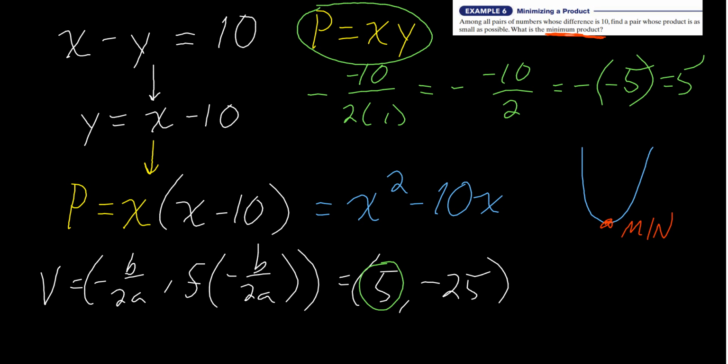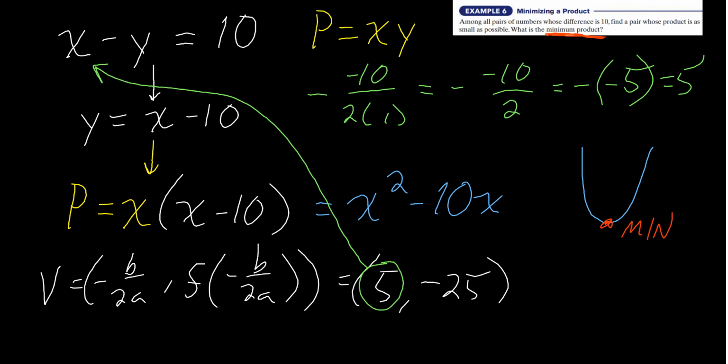That's my x value, and if you remember, I use the equation p is equal to xy, okay? But we need to figure out what y is. How do we figure out what y is? We plug this x back into my original difference there. 5 minus what is equal to 10? Well, it would be 5 minus a negative 5, right? Minus negative 5 is going to be a positive 5, so 5 plus 5 is 10. So the pair of numbers whose difference is 10 is going to be 5 and negative 5. And that is the pair whose difference is 10 and who has the smallest product, or the minimum product.